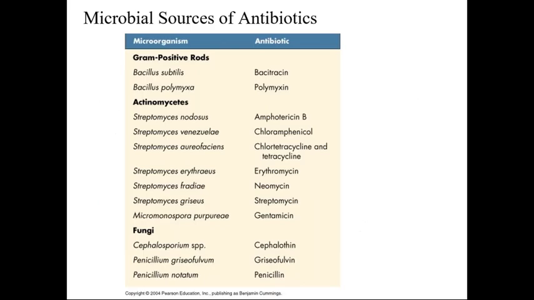So the microbial sources of antibiotics are produced by either the gram-positive bacteria or others. You see, you have bacitracin, polymyxin; the actinomycetes can produce erythromycin, streptomycin, gentamicin, chloramphenicol. The fungi which produce antibiotics are Penicillium notatum, the first one, Penicillium, and you have cephalothin. So this is to tell you that the antibiotics are produced by microbial sources.